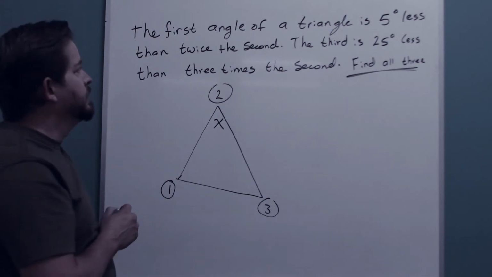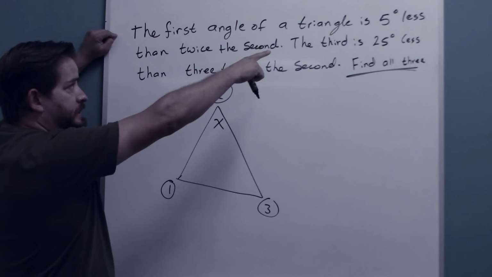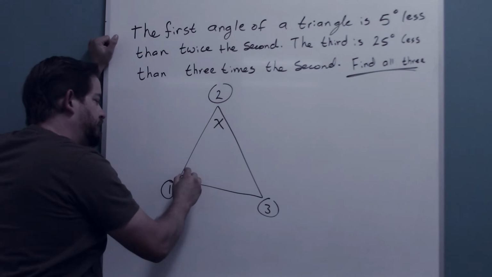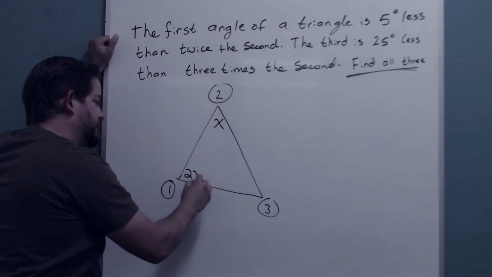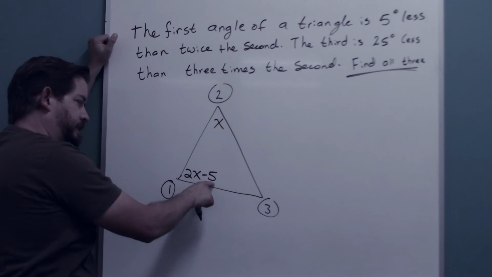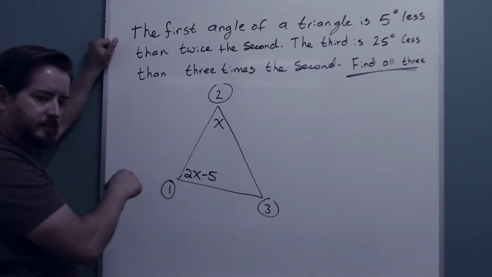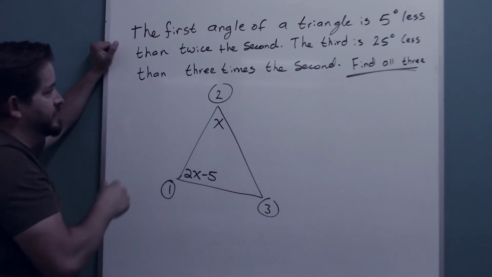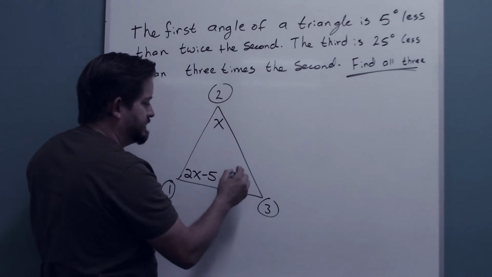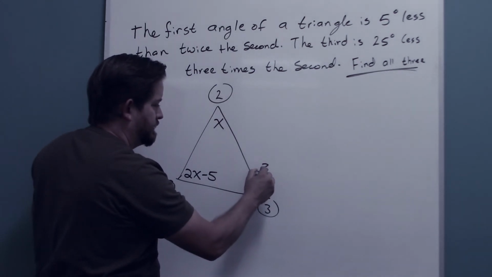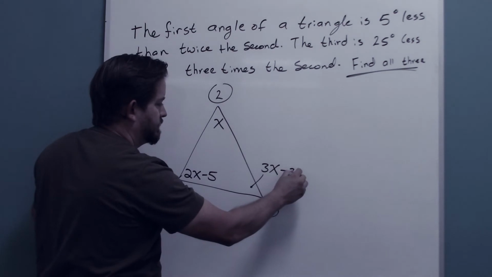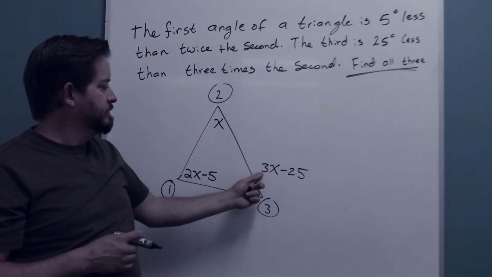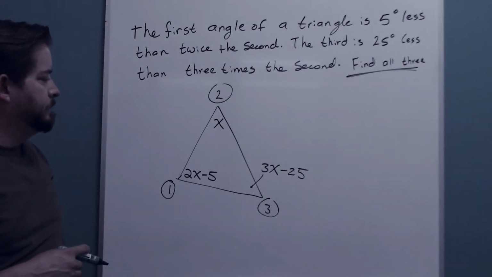Right? So the first angle is 5 less than twice the second. So the second is x, so 5 less than twice the second is, right? Double the second minus 5. Okay. And the third one is 25 less than 3 times the second, so that means that this is 3x minus 25. It's 25 degrees less than triple the second, right?